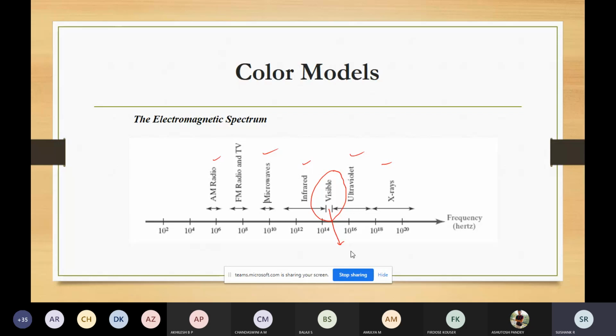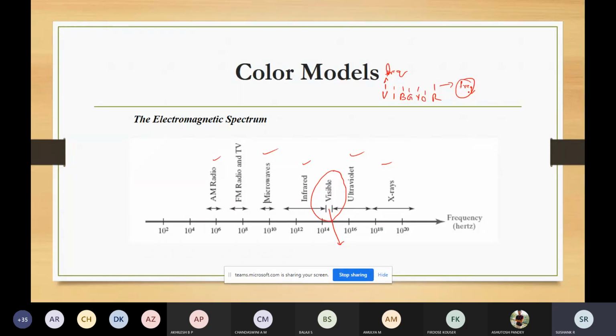The visible region will have some frequency. Each frequency value within the visible region of this spectrum will correspond to a special color, or distinct spectral color. You know that visible light is made up of 7 colors, VIBGYOR: violet, indigo, blue, green, yellow, orange, red. Violet will have some frequency, red will have some frequency, like that. Based on the frequency only, you decide whether the color is red or violet.